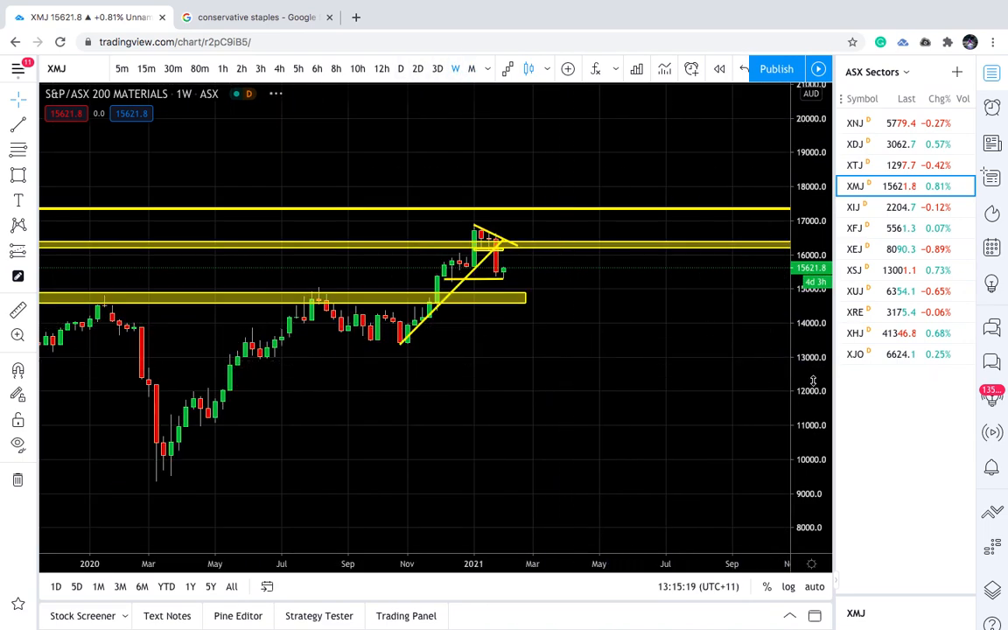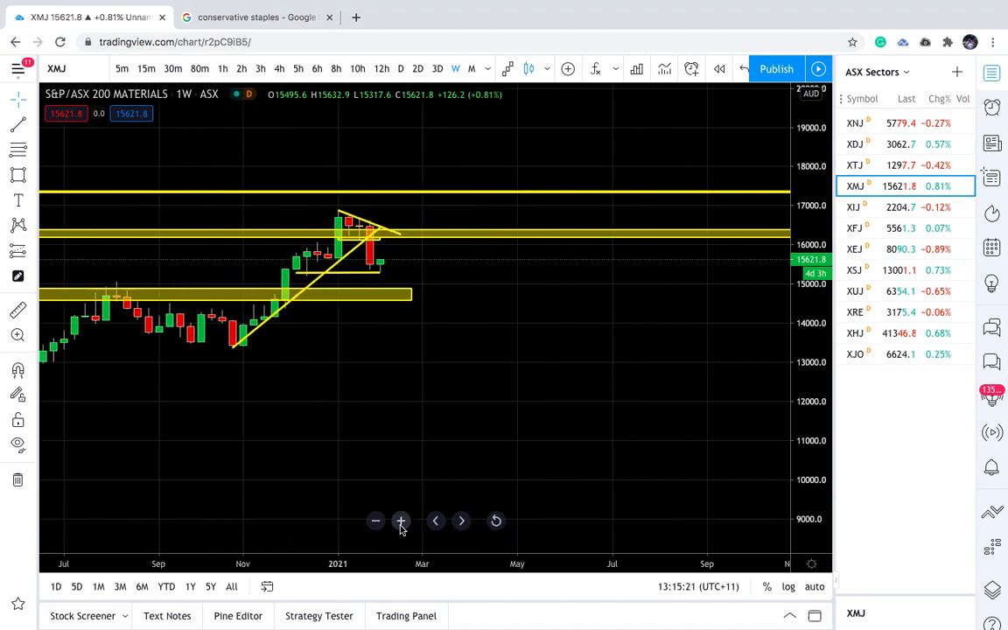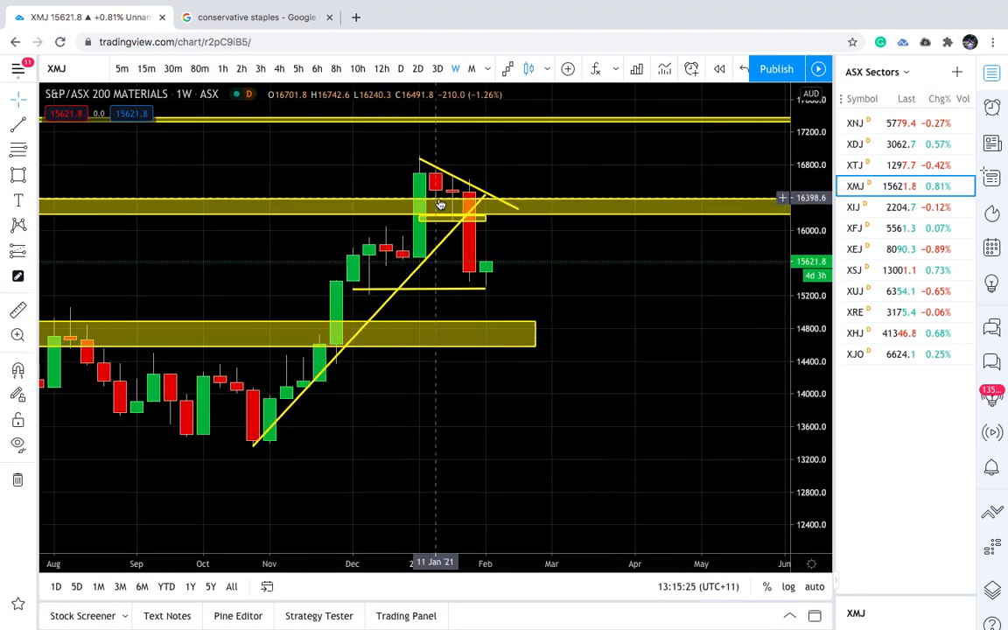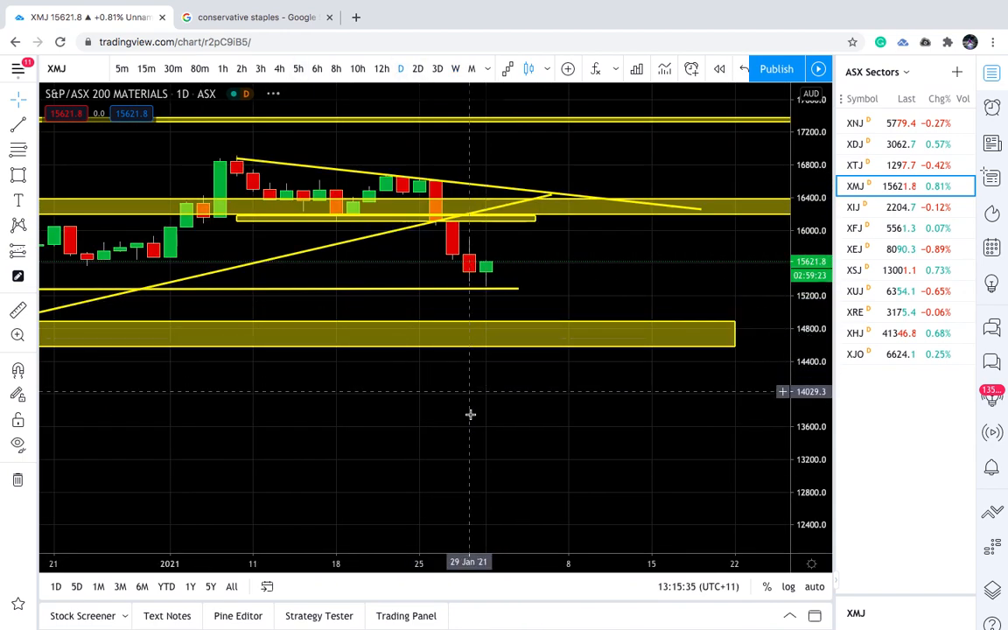We'll go to the weekly. Okay, so this is what's happening on the weekly. Price rejected the level, went back down. This formation here is a rectangle. We can see it more clearly on the daily time frame. We look at the daily time frame.